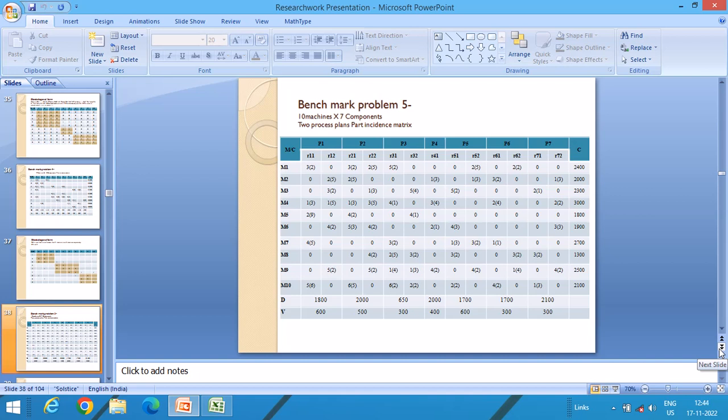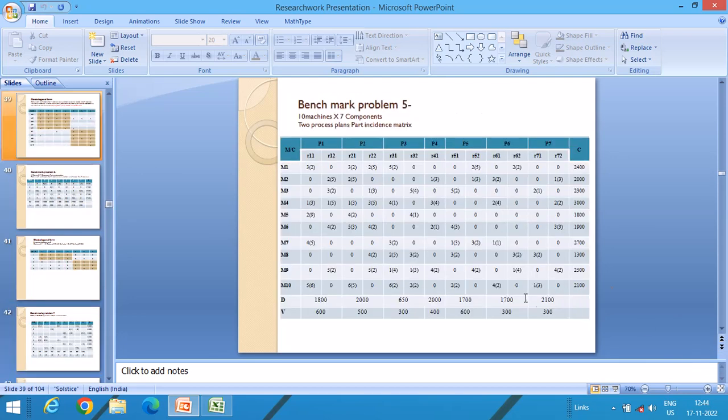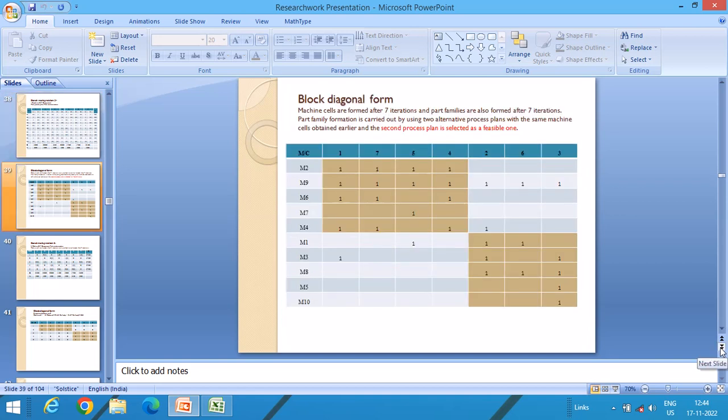So in problem 5, 10 machines 7 components problem. So we have 2 alternative process plans for most of the parts, except part 4. So here we are doing iterations for these 2 sets of process plans, and finally we find out the second process plan of all the parts is selected as feasible, and so we have got 2 clusters with nearly 6 exceptional elements.